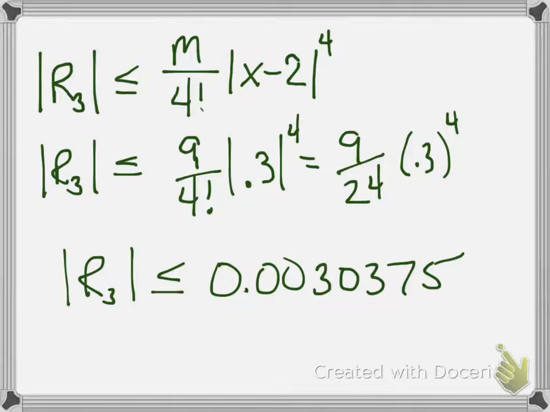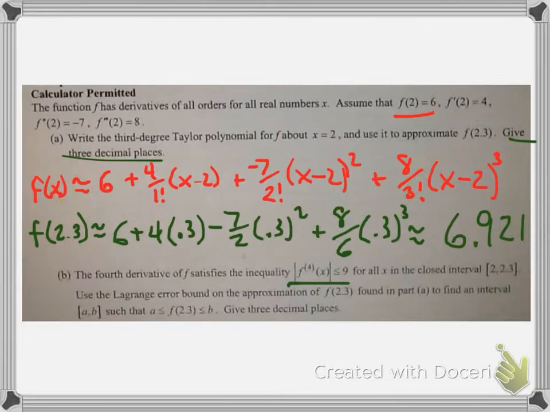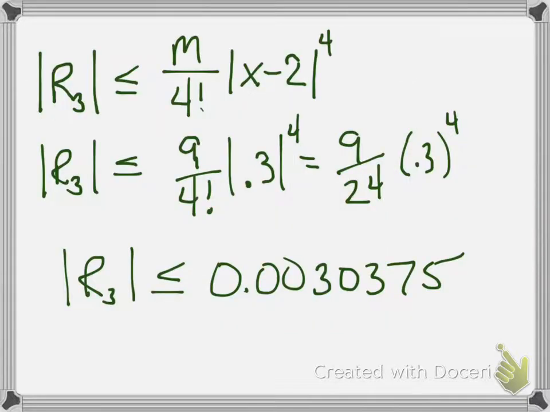But let's go back to that last part of that question and make sure we know what's going on. It says, use the Lagrange error bound on the approximation f of 2.3 found in part A to find an interval AB such that A is less than or equal to f of 2.3, which is less than or equal to B, and give the answer to 3 decimal places. Well, that goes from interpreting what's going on inside of this absolute value symbol over here. Remember that this error, R sub 3, is f minus S sub 3, the third degree Taylor polynomial.